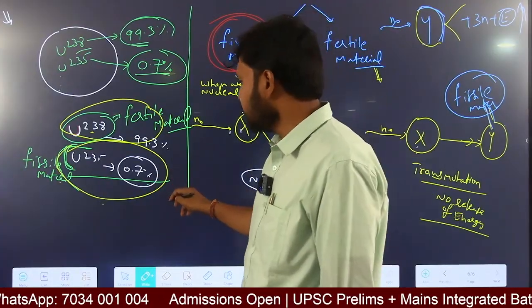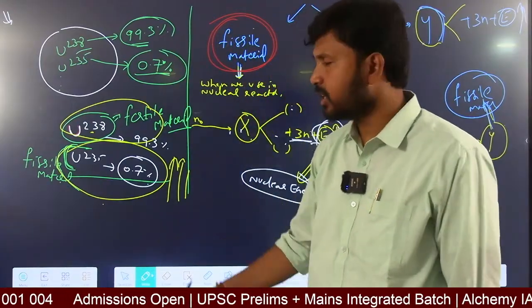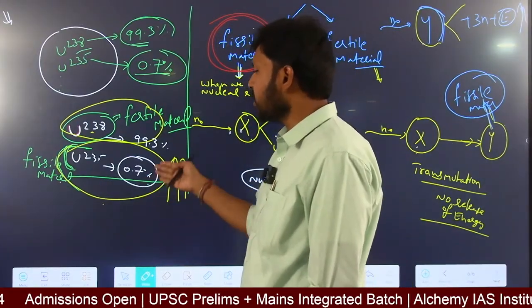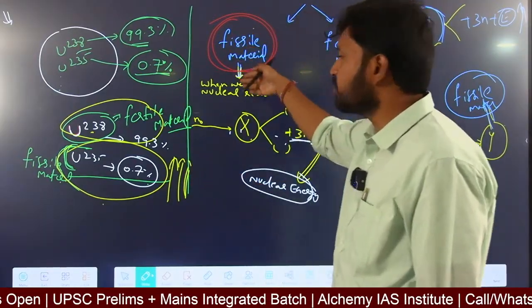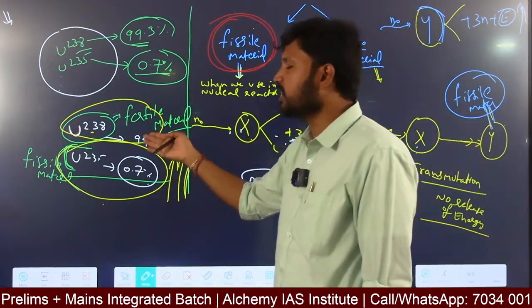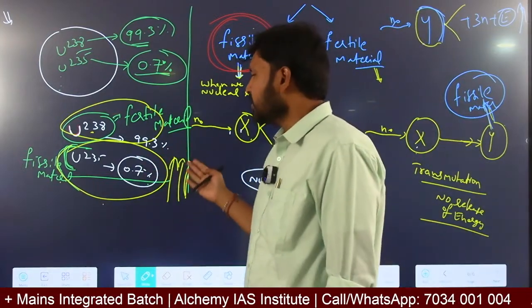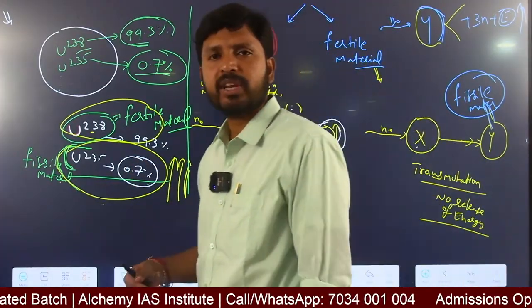If I increase the proportion of this fissile material, that is uranium 235, can I say my nuclear energy purpose will be improved, because this is the one which is giving energy? So if I increase its proportion, then whatever energy is generated in my nuclear reactor will be a decent amount of energy, right?